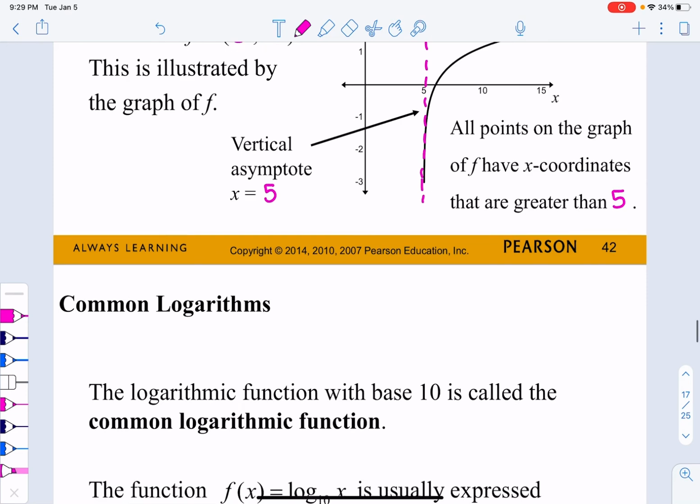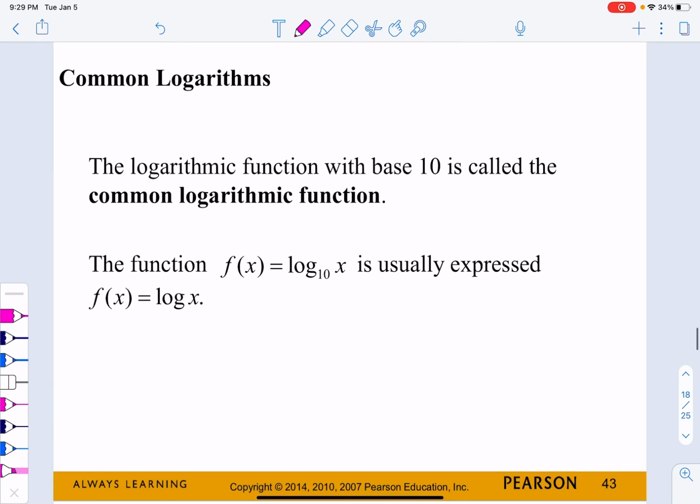Some other things with our logarithms, we have what's called a common logarithm. It says the logarithmic function with base 10 is called the common logarithmic function. If you didn't realize this yet, the majority of the math that we do, the majority of life around us, revolves around a base 10.